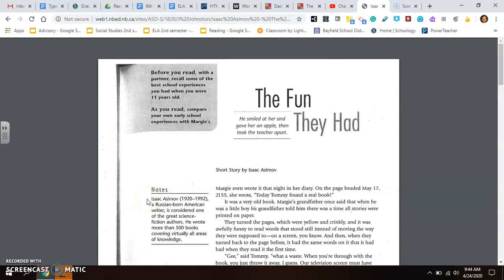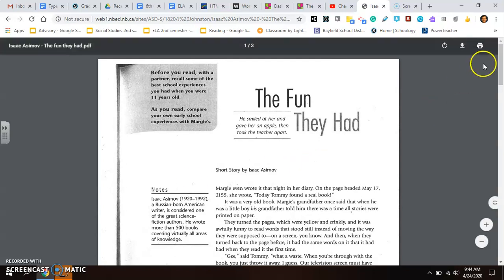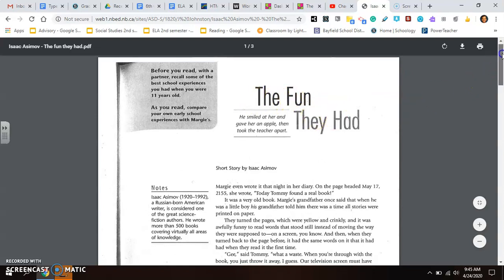He was a Russian-born American writer, and he wrote a lot of science fiction. So remember, science fiction type writing usually involves things that aren't real and are typically futuristic, but they are meant to teach about humanity and our lives, and we can learn from them. All right, so this is called The Fun They Had.